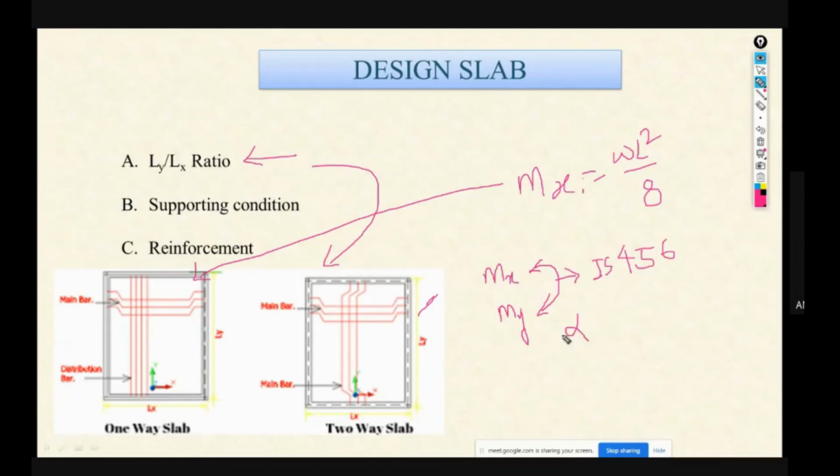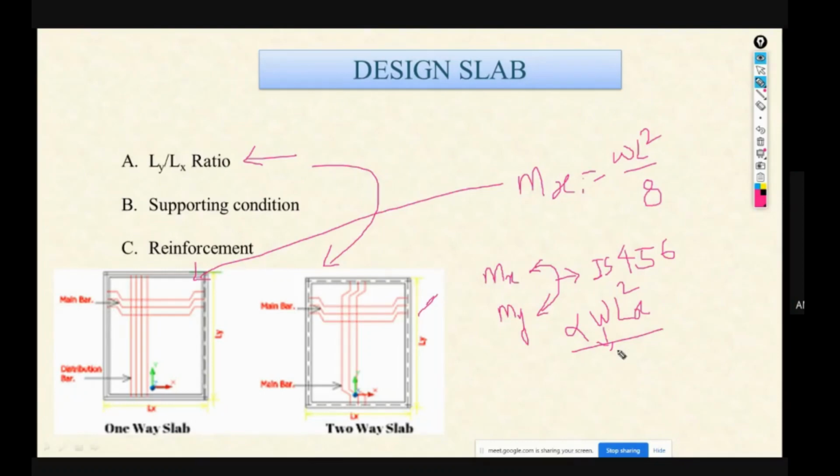Basically, the formula for bending moment is alpha W into Lx square. We will see what is alpha and how to calculate that alpha, and then W, definitely one by one in the two-way slab. But now this is the main difference: while calculating the bending moment in one way slab, we calculate it in one direction, that is WL square by 8, a simple formula. But in two-way slab we have to calculate the bending moment in both directions, because we should provide the reinforcement in both directions. That's why we have to follow the guidelines as per IS 456 to calculate the bending moment along X direction and along Y direction.